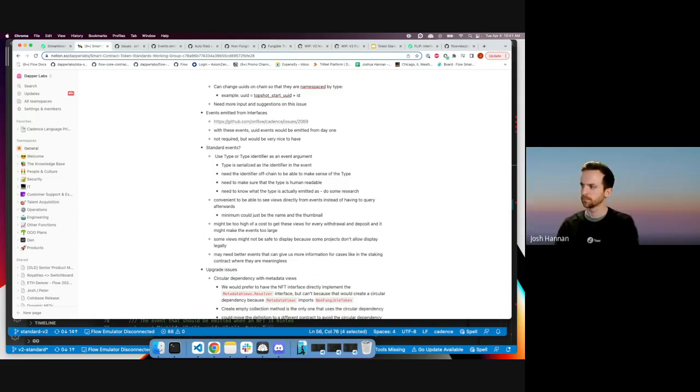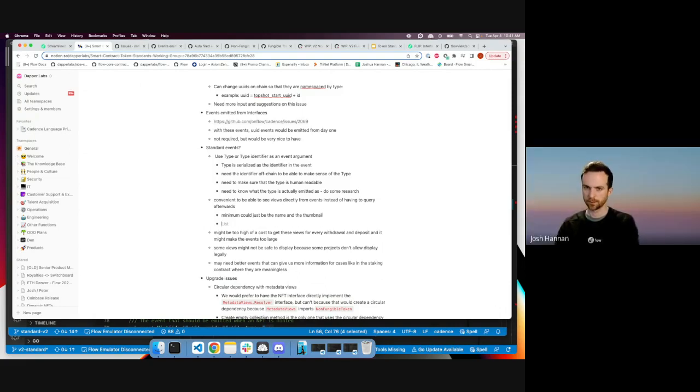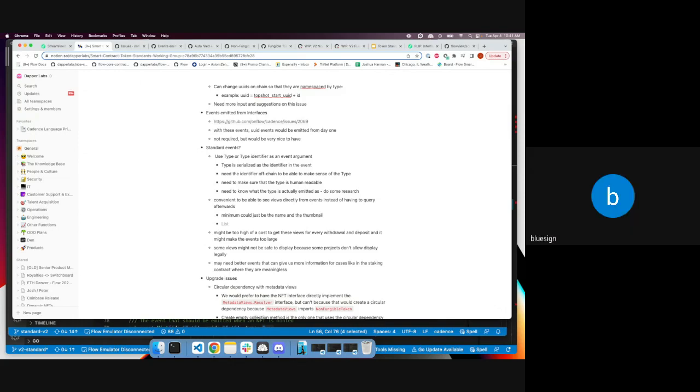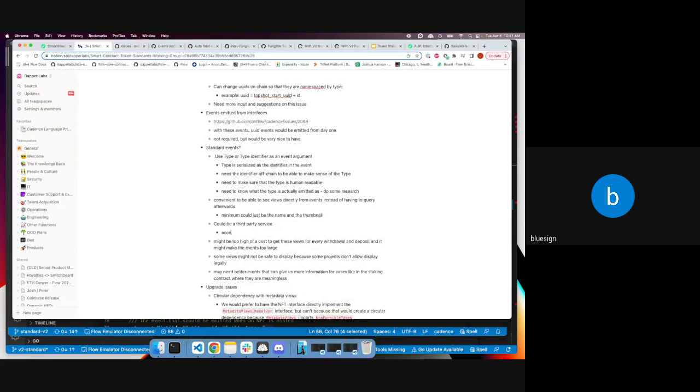Mm-hmm. Yeah, that's a good point. Dennis? I think this can also be a third-party service. For example, you connect to some access node, and the events you're getting are richer events, with storage indexing. If you are emitting a deposit event with some ID or UUID, they also show you, with this event payload, the view of the NFT.